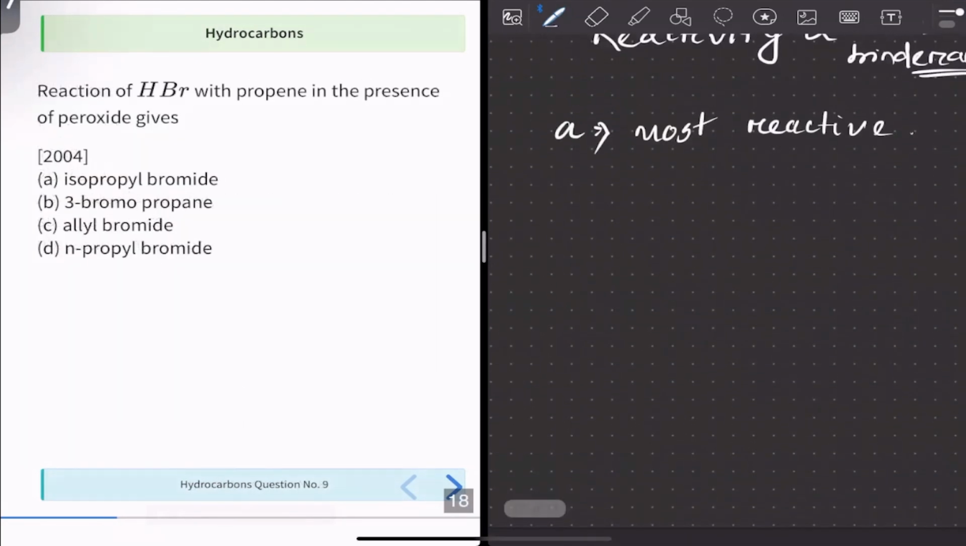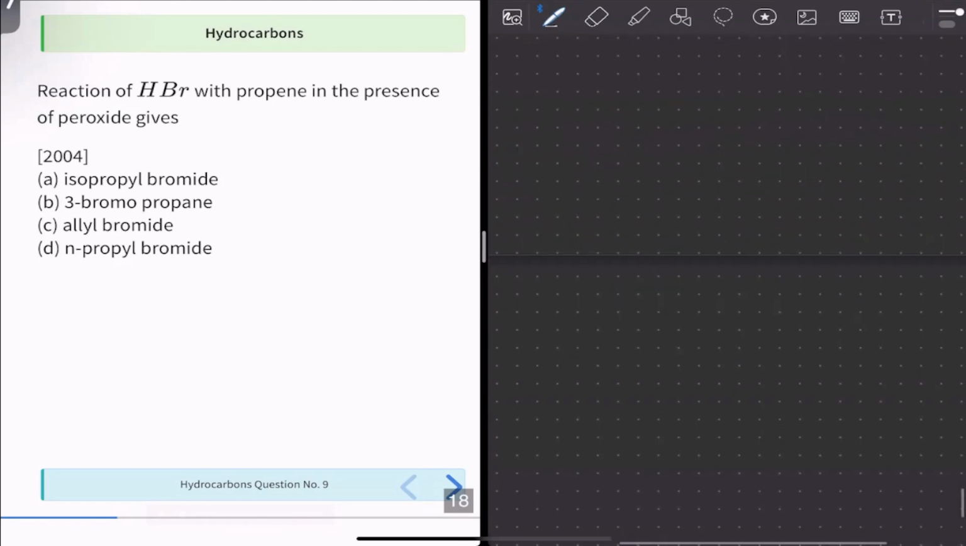Question number 9. Reaction of HBr with propene in the presence of peroxide gives. Which means propene reacts with HBr in the presence of peroxide.